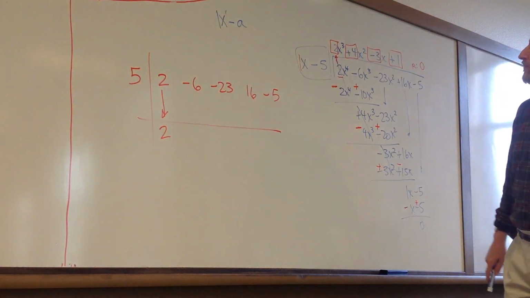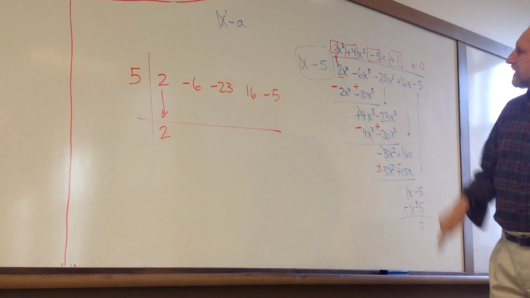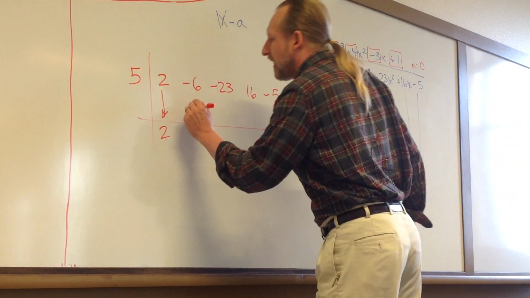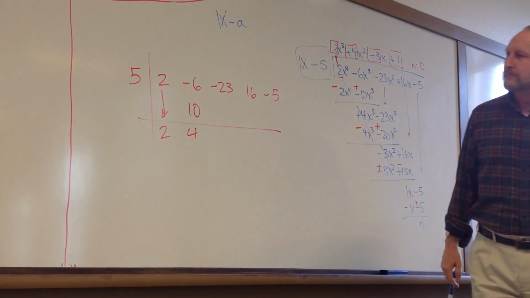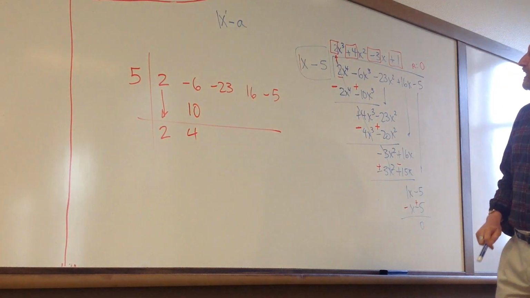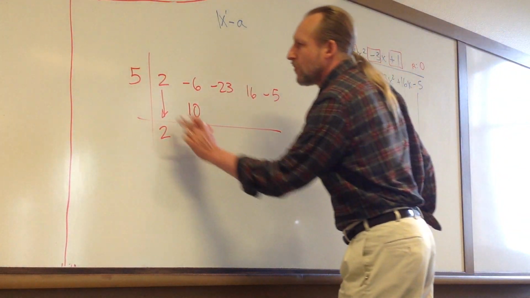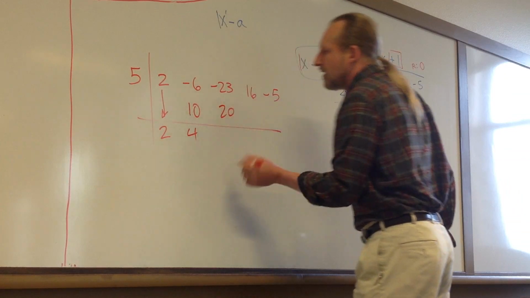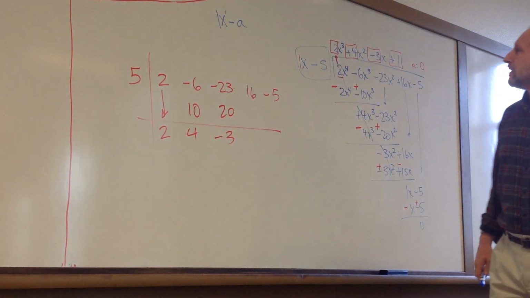Where does the 4 come from? It comes from 2 times 5, and then add it to the negative 6. 2 times 5 is 10. 10 minus 6 is 4. Where does the minus 3 come from? 4 times 5 combined with the minus 23. 4 times 5 is 20. Positive 20 and negative 23 makes negative 3.